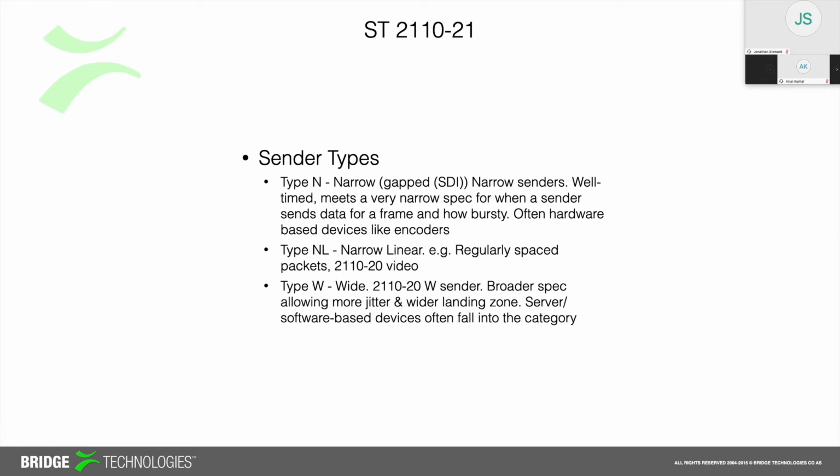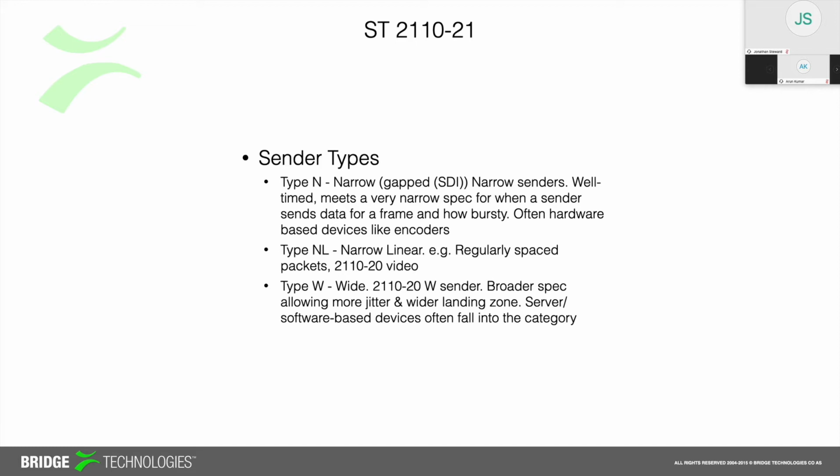SDI is what's called gapped because in the vertical blanking interval there are no packets being sent. It sends all the packets for the video and the audio and the ancillary data, and then there's a period where there are no packets being sent, and this is called gapped.